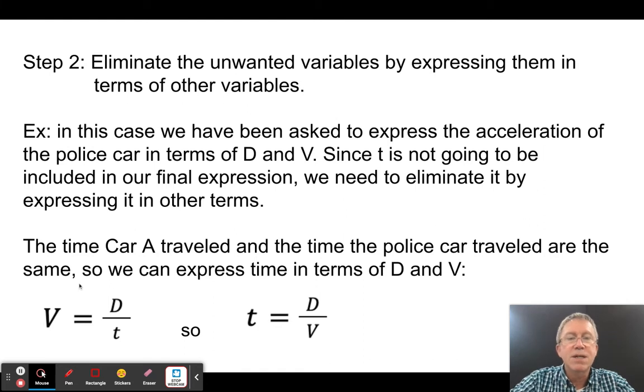So I'm going to take car A, since I wanted the distance traveled by the police car. I can do it with either one, but I'm going to try it with this one. Since car A traveled a certain distance at a certain velocity for a certain time, I'm just going to rewrite this expression in terms of time. I'm going to say time is equal to d over v. I'm just going to swap these with each other. So d over v equals t. So now, instead of using t in my other equation, I can use d over v.